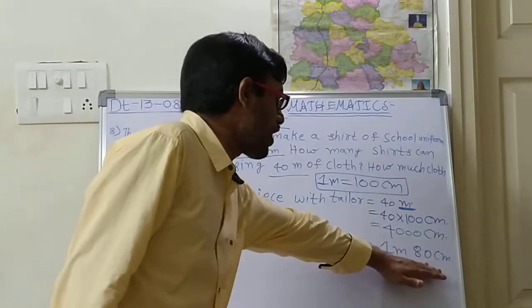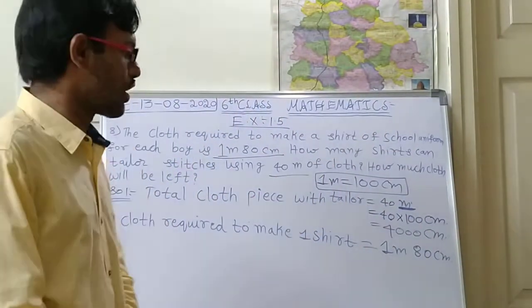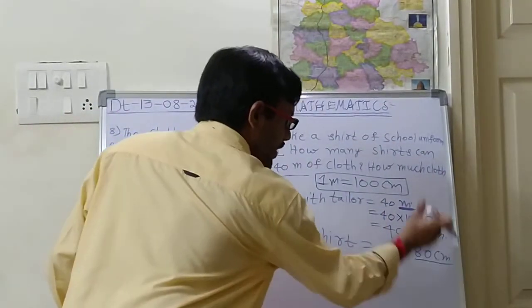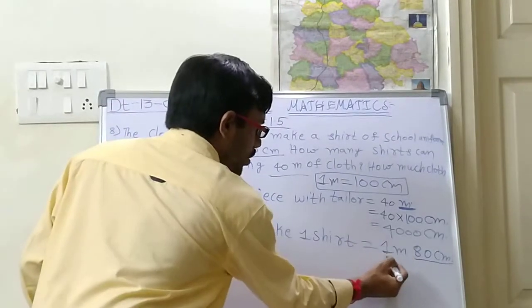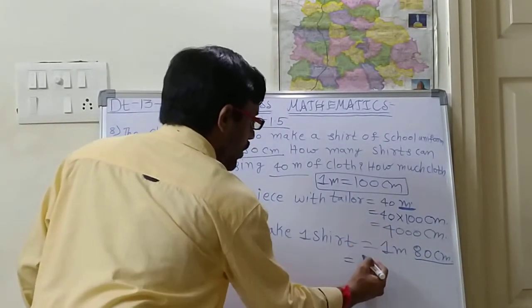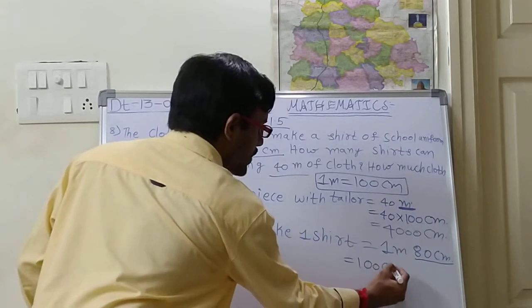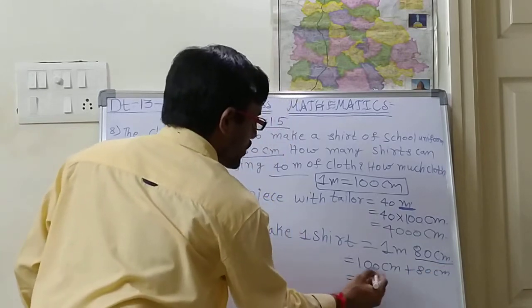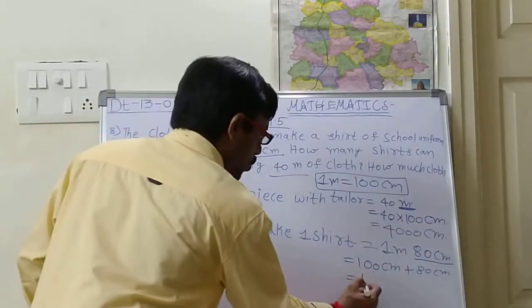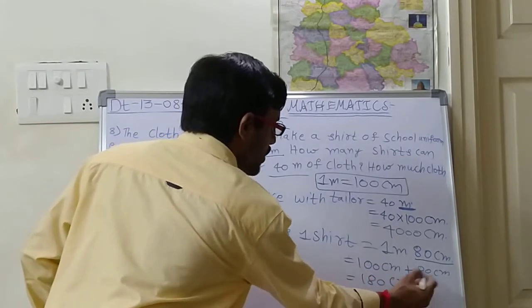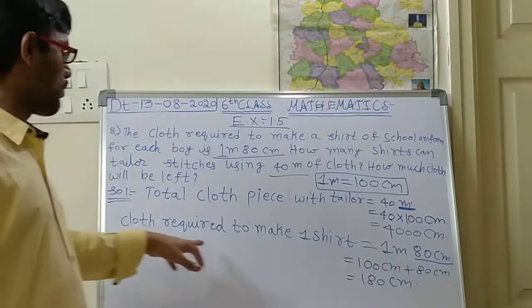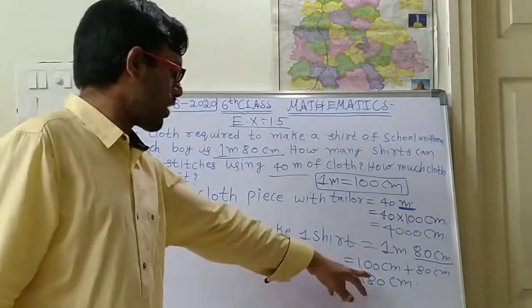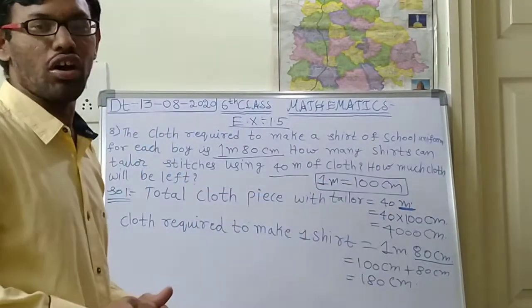Now this also you have to change into centimeters. How should you change? 80 centimeters is already in centimeters, so you have to convert only 1 meter. 1 meter is 100 centimeters plus 80 centimeters. What is this? 180 centimeters. So to prepare one shirt, 180 centimeters of cloth is required.